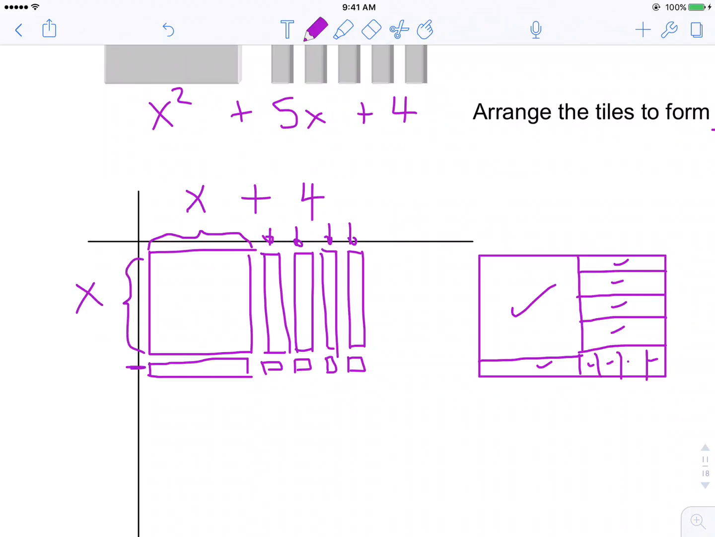This dimension represents 1. This would be x plus 1. So my factors are going to be x plus 4 and x plus 1. That's how we can use Algebra Tiles to factor polynomials.